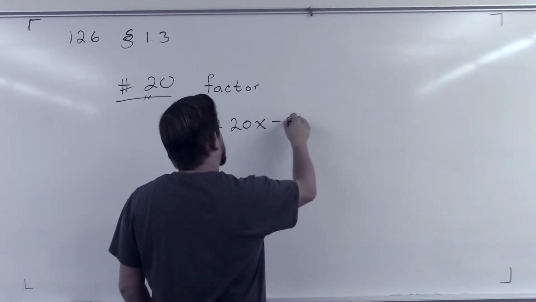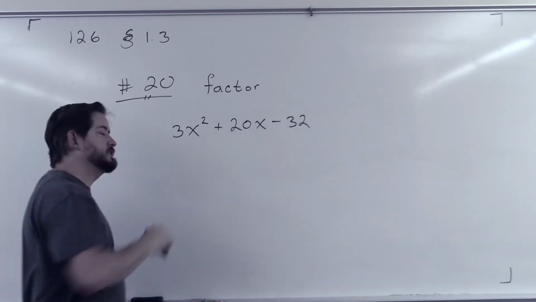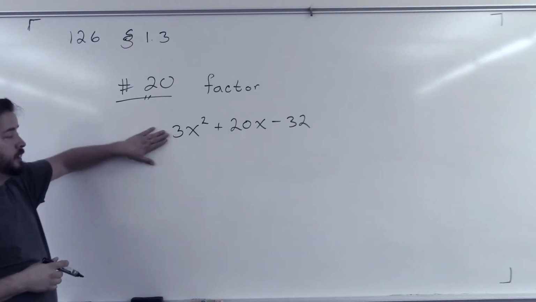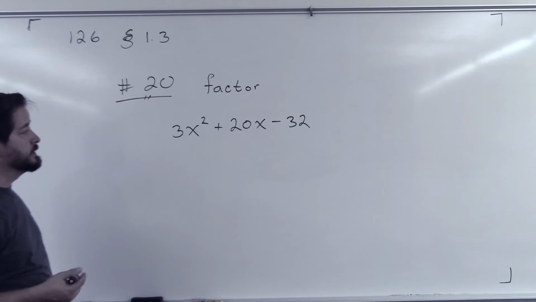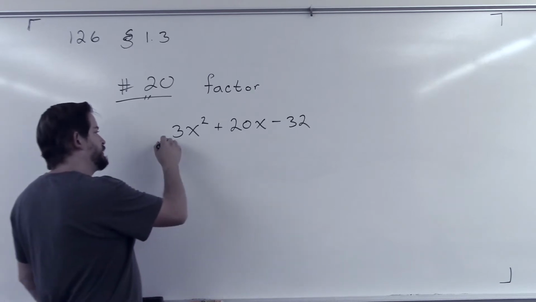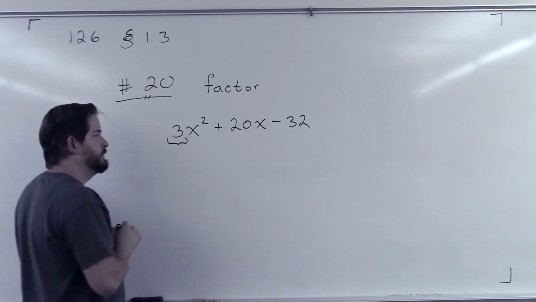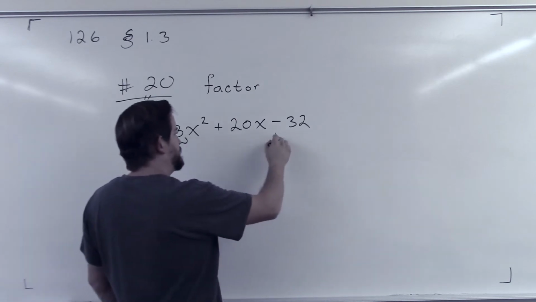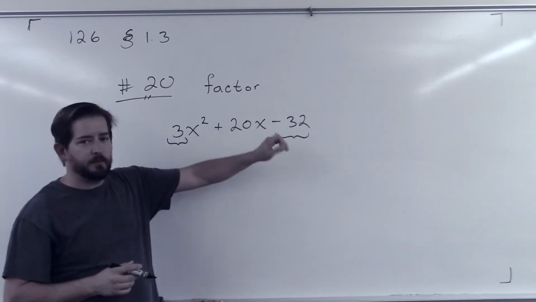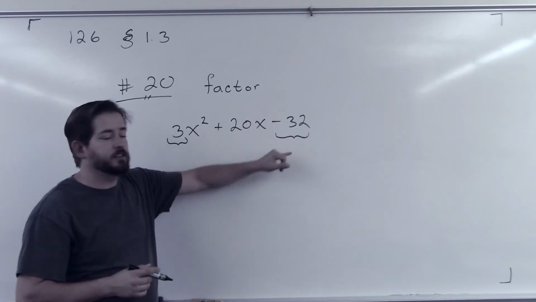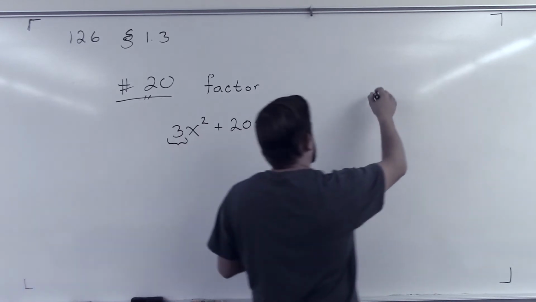minus 32. And in fact, we're going to see that method that we just did in number 17 appear in the method we're going to use to factor this. Whenever you have a number in front of your square term, you take it and the very last term and multiply them. So I'm going to take 3, multiply it by negative 32. That gives me negative 96.